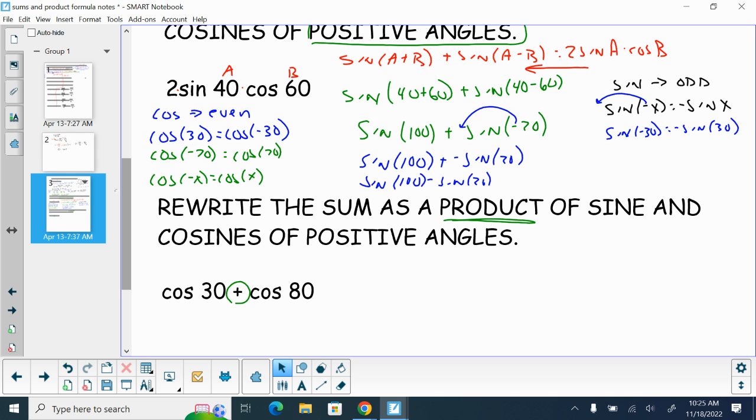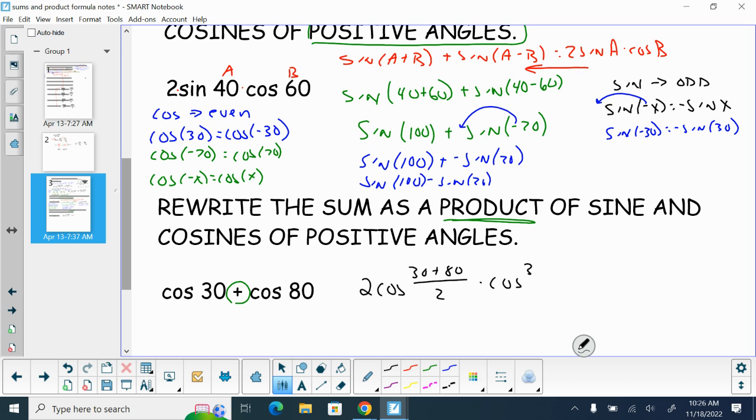So second one from the bottom. You have cosine x plus cosine y, which is 2 cosine of (x plus y) over 2 times cosine of (x minus y) over 2. So we have 30 plus 80 divided by 2 times the cosine of 30 minus 80 divided by 2. Just plugging in for your x and your y.